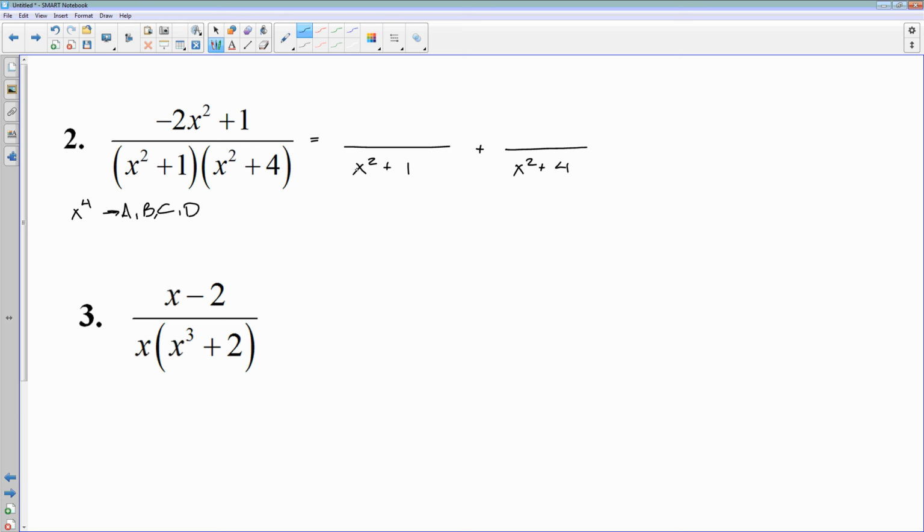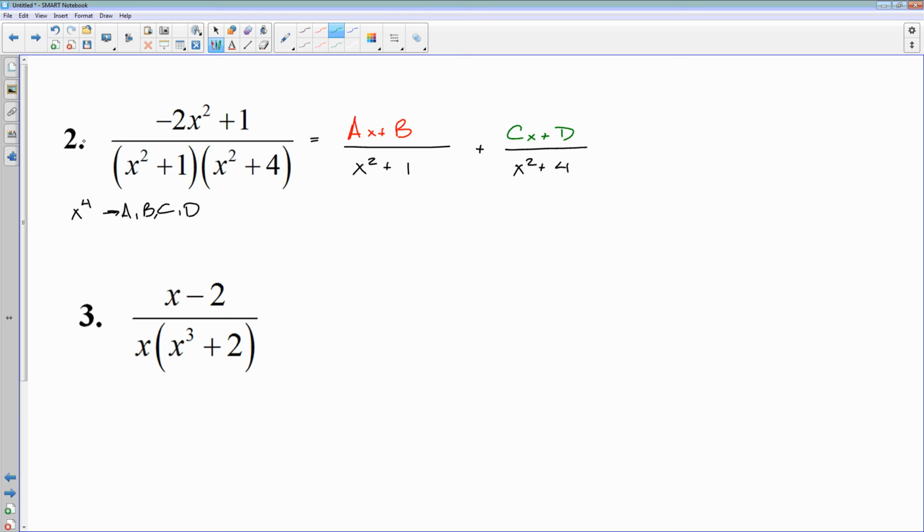Now both of these are nonlinear, and I've got to get 4 constants in order to get this to work. I have an x squared, so on top I need an ax plus b. This one has an x squared on bottom, so on top of this one I'm going to continue with cx plus d, and that's our setup for the partial fraction decomposition on this problem.